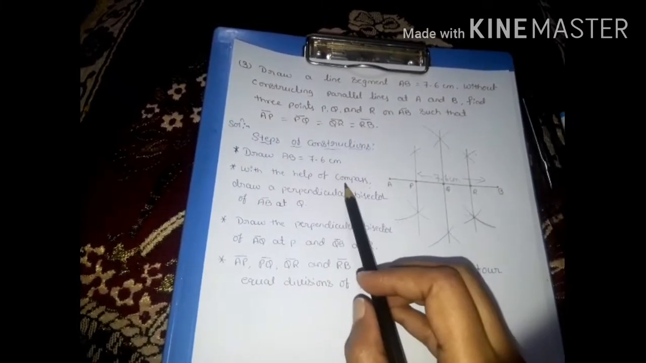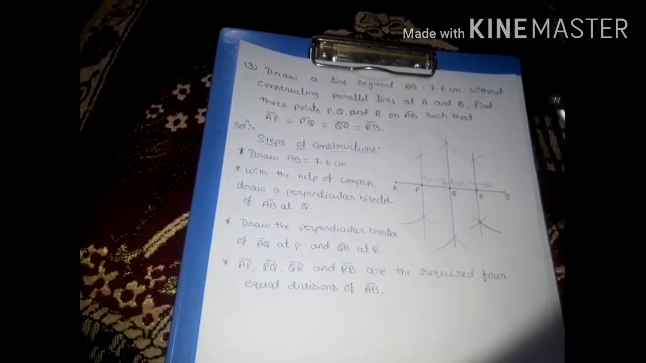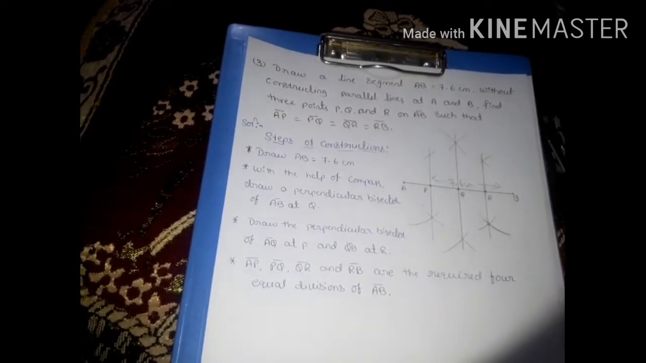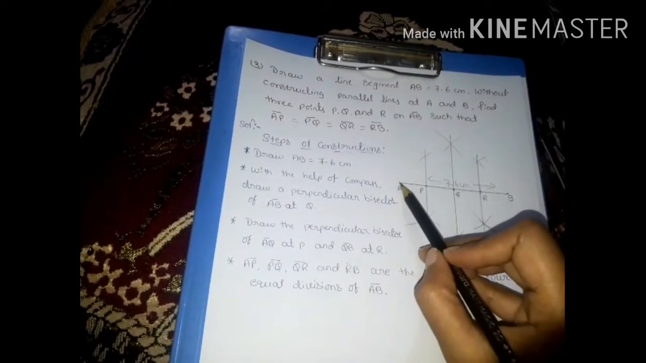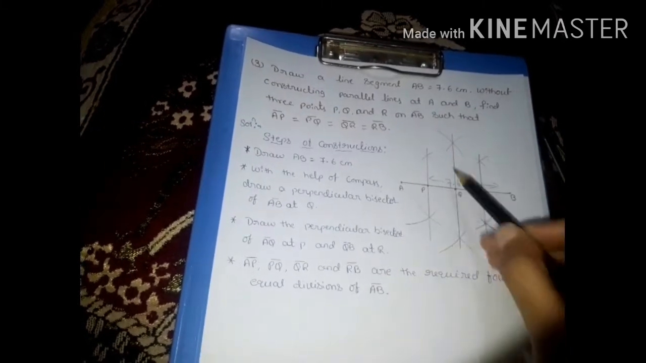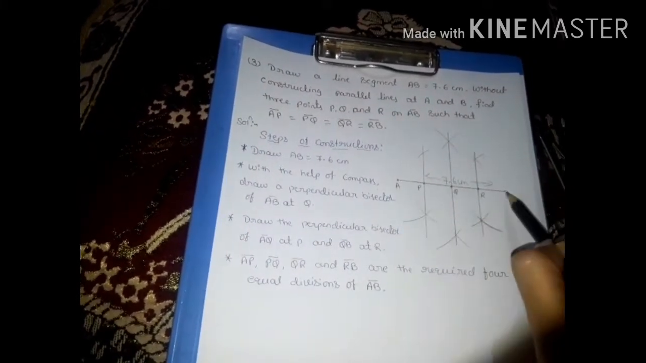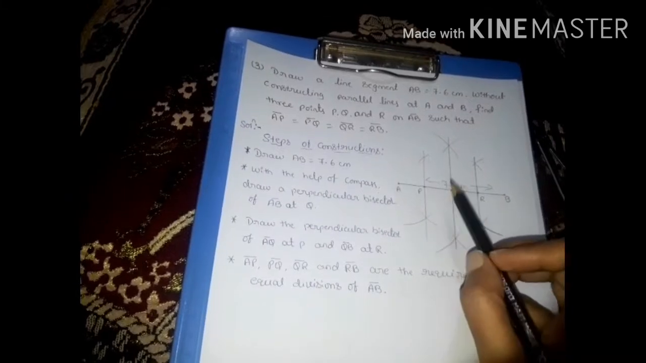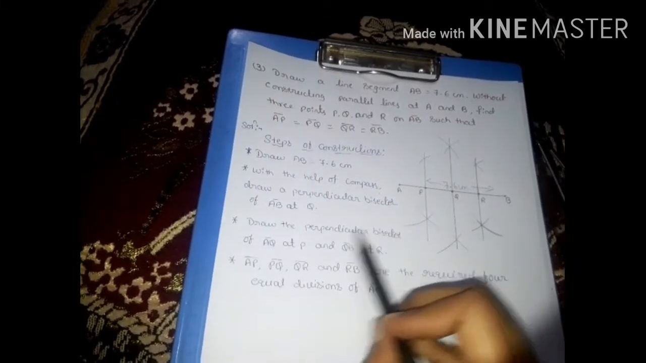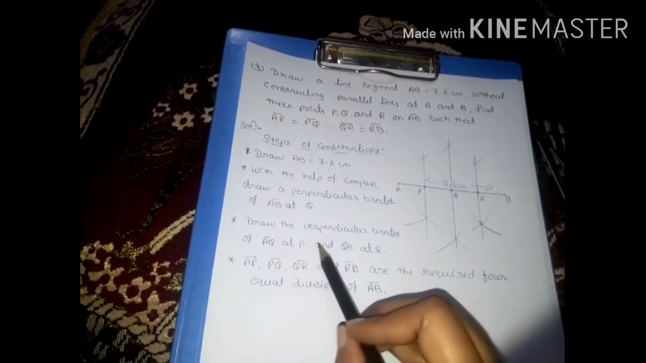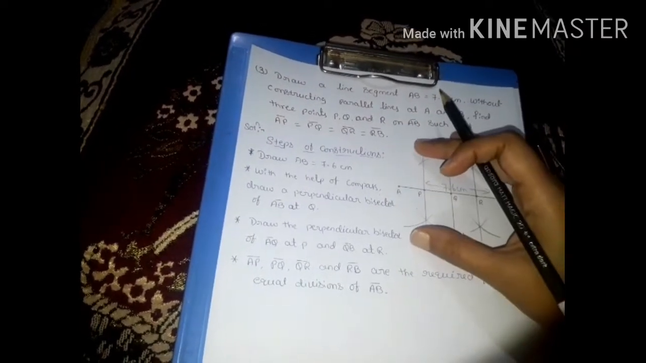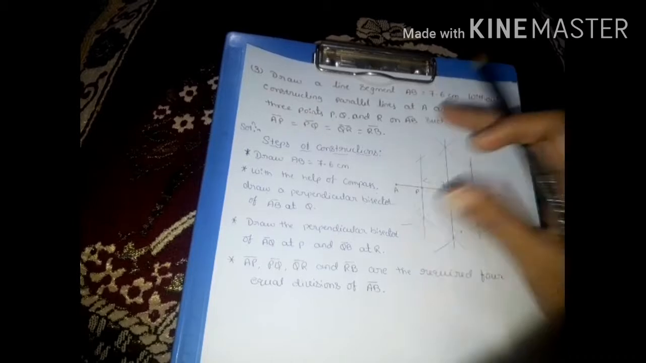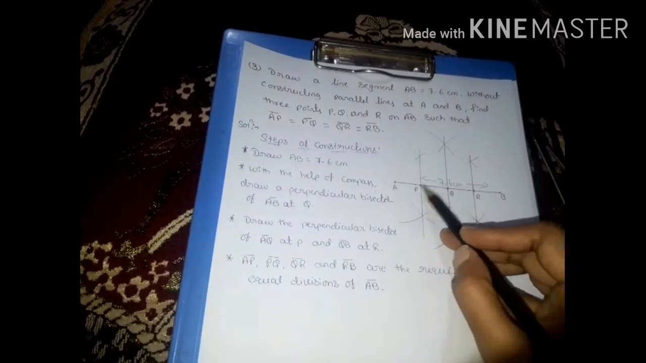With the help of a compass, draw a perpendicular bisector of AB at Q. This is the perpendicular bisector for AB at Q. Similarly, draw a perpendicular bisector of AQ at P. Here you have to draw one more perpendicular bisector at P.